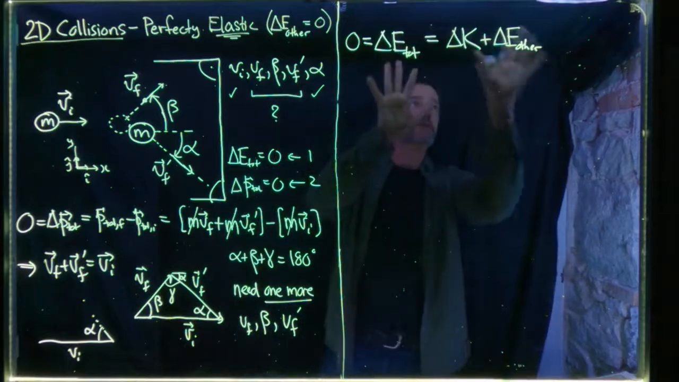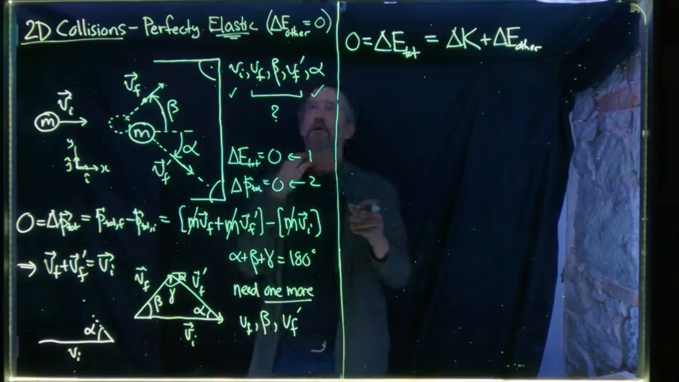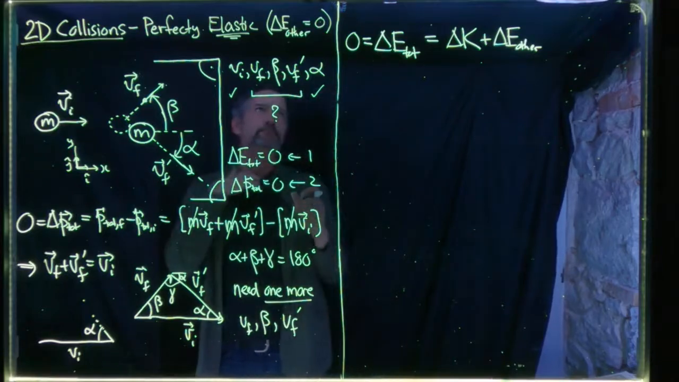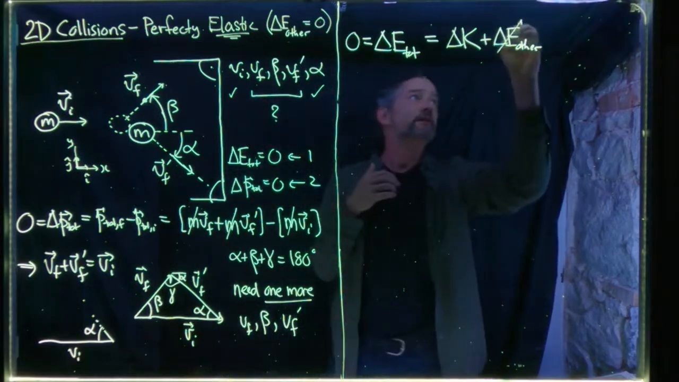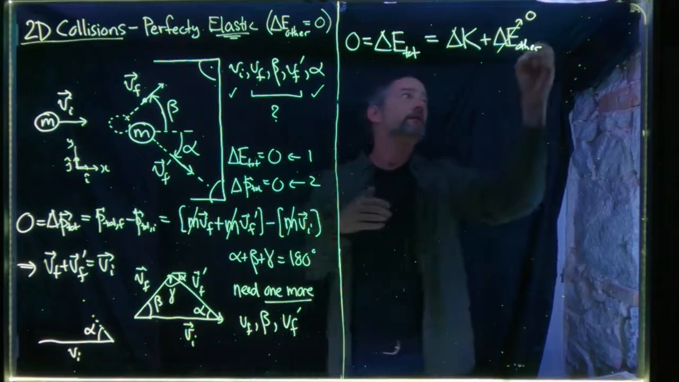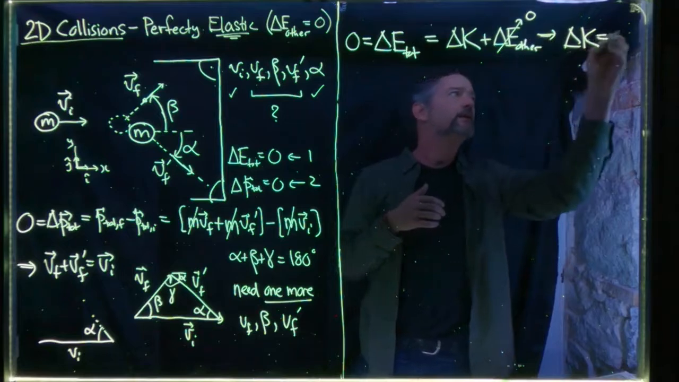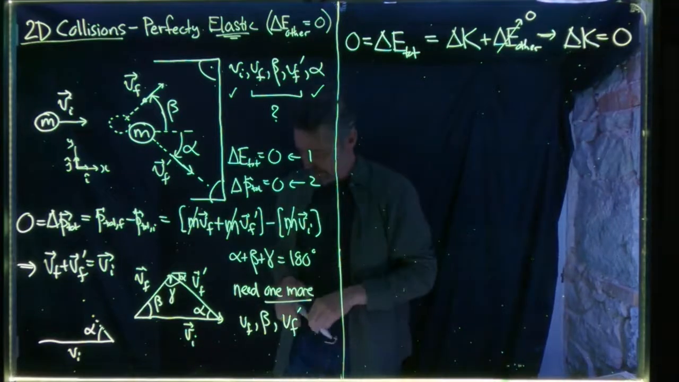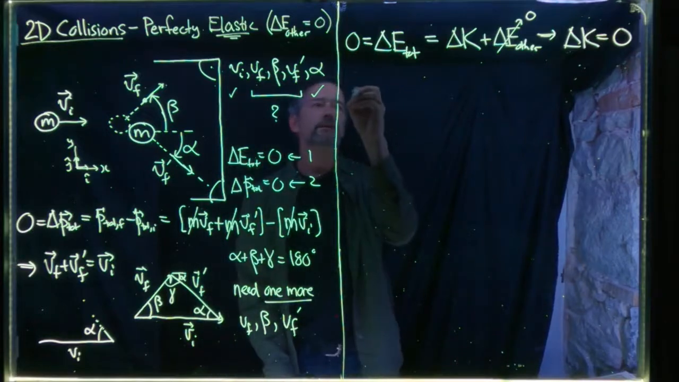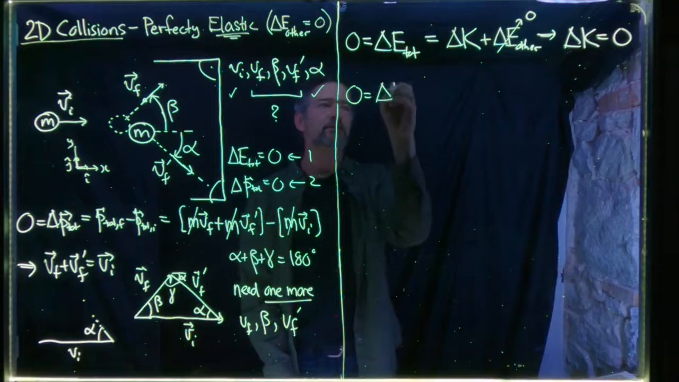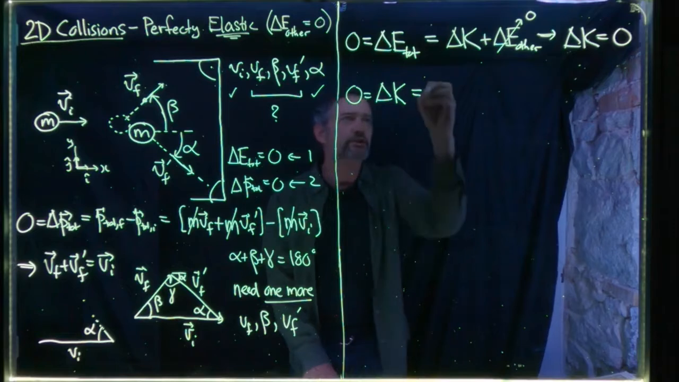Now, this wouldn't be enough. We need to say something more about this, because delta E other is a bit of a wild card here. So what we do is we say delta E other is equal to 0. And so conservation of energy tells us that when delta E other equals 0, then the change in the kinetic energy is equal to 0. So we can write that down. That's the form that conservation of energy takes: 0 is equal to the change in the kinetic energy, that is, kinetic energy final minus kinetic energy initial.